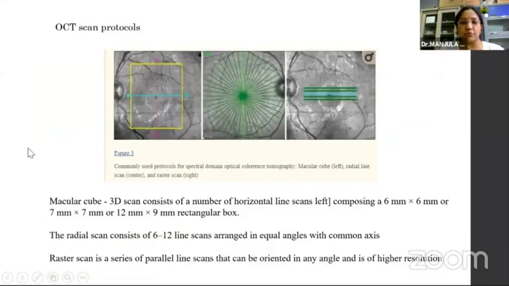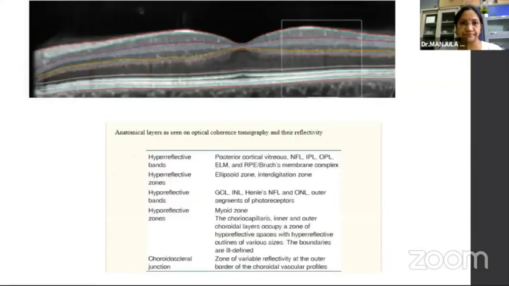Since SD OCT is most commonly used everywhere and swept source is available in limited institutions, the most commonly used OCT scan protocols in SD OCT are the macular cube, which is a 3D scan consisting of a number of horizontal line scans composing either a 6x6, 7x7 or 12x9 rectangular box. The radial scan consists of 6 to 12 line scans arranged at equal angles with a common axis, and raster is a series of parallel line scans that can be oriented at any angle and is of higher resolution.